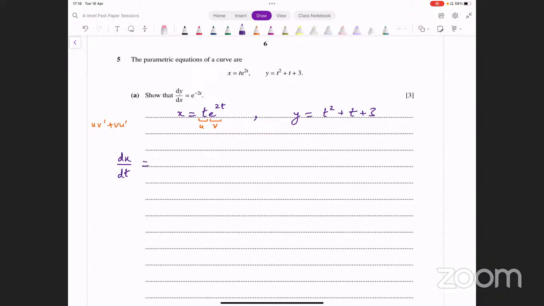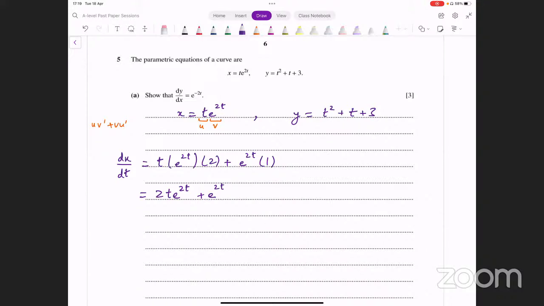dx over dt is going to turn out to be u as it is. So that means t as it is into the derivative of e raised to power 2t. That's e raised to power 2t multiplied by the derivative of 2t, which is 2, plus v as it is. That means e raised to power 2t as it is into the derivative of u. The derivative of t with respect to t is going to be 1. Simplify this and that gives you 2t e raised to power 2t plus e raised to power 2t. That is dx over dt.